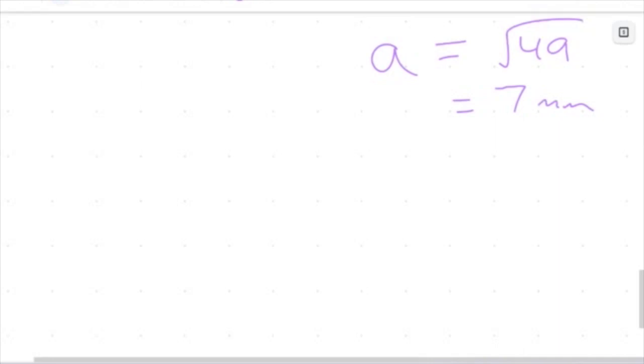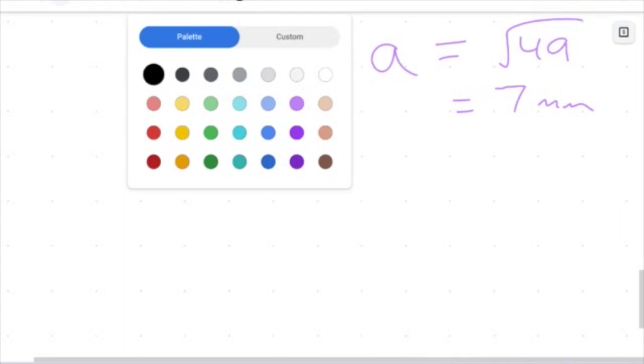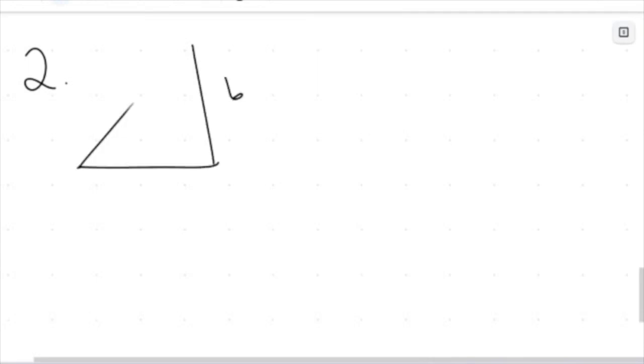Now, we'll try one more regular question, and then we'll try a worded question at the end. So here I have question 2. I'm going to try to find b, and my hypotenuse is 5, and my other side is 4.